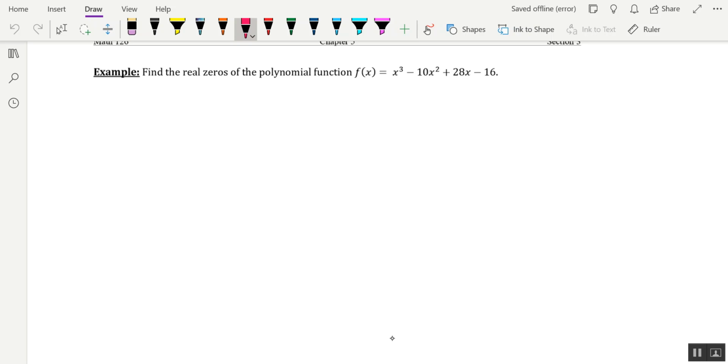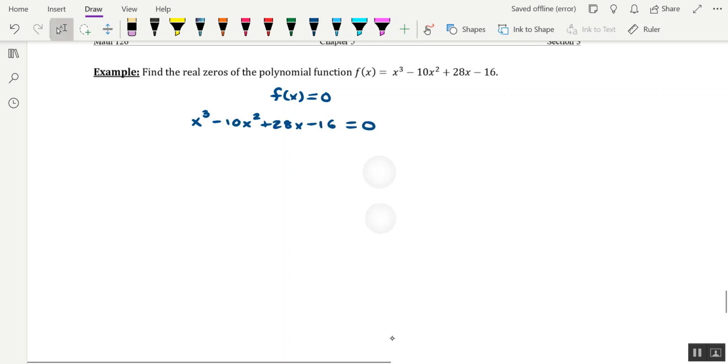In this video, we're going to find the real zeros of the polynomial function. Let's start out by setting f of x equal to 0, turning this into an equation that we're going to solve. x cubed minus 10x squared plus 28x minus 16 equals 0.